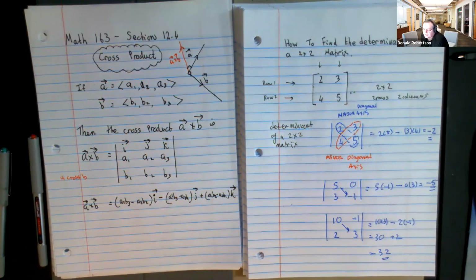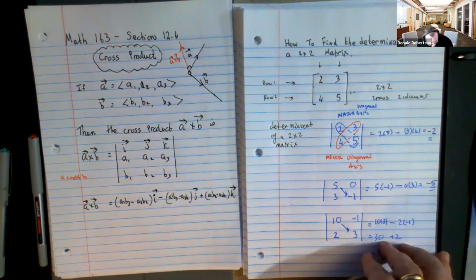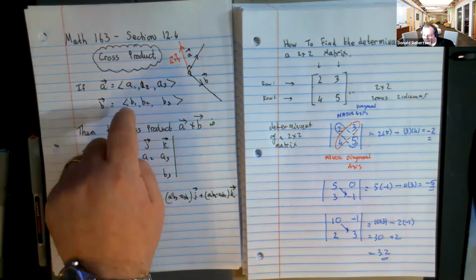Are we comfortable now about how to get this thing called the determinant of a 2 by 2 matrix? You feel good about that? Right, okay. So that's a little skill that we need. Why do we need it? Because it's going to get used over here.